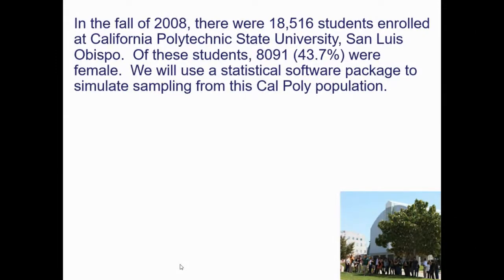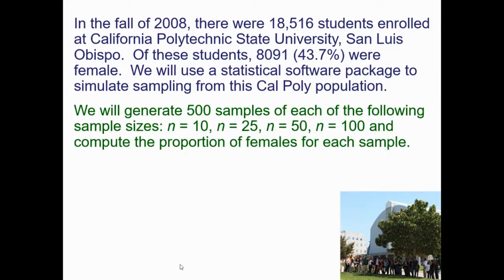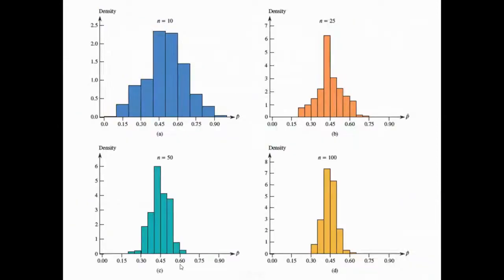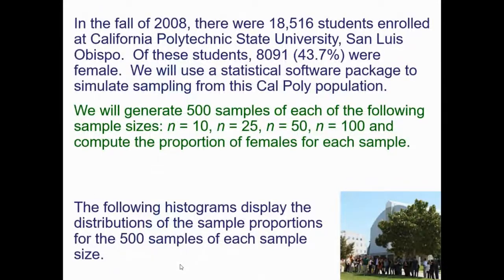So of these students, 8,091 are female, which is about 43.7%. So we're going to use Minitab again to simulate sampling from the population. We're going to generate 500 samples of each of the following sample sizes: n equals 10, 25, 50, and 100. And then compute the proportion of females for each sample. So the histograms display this data.